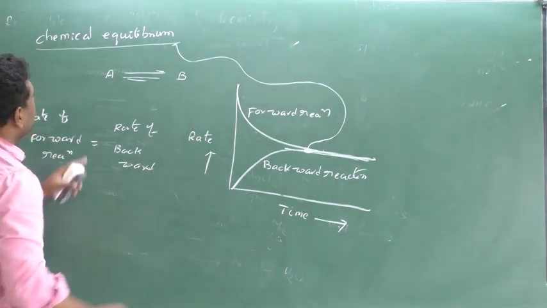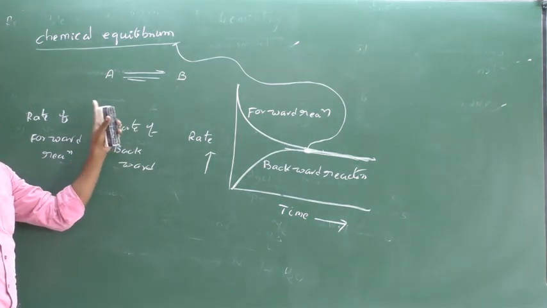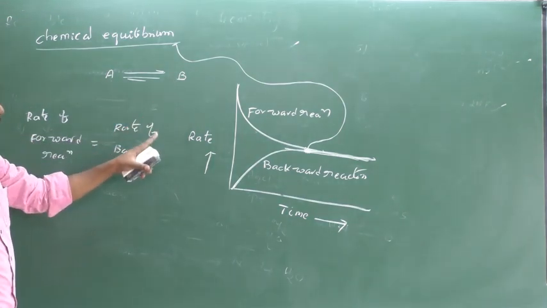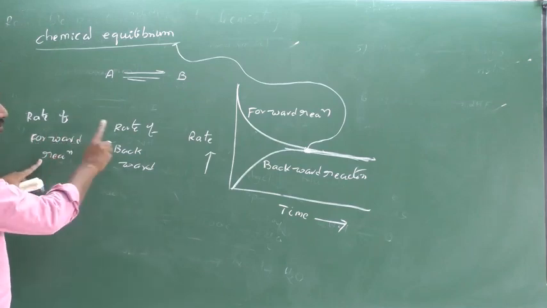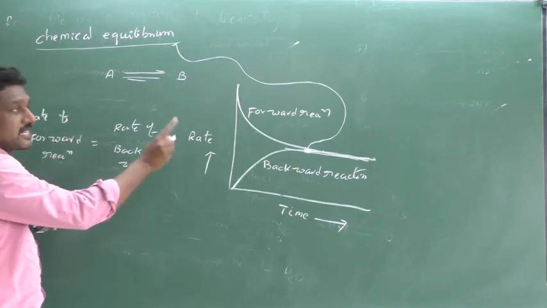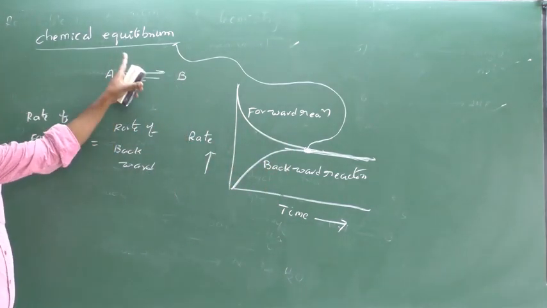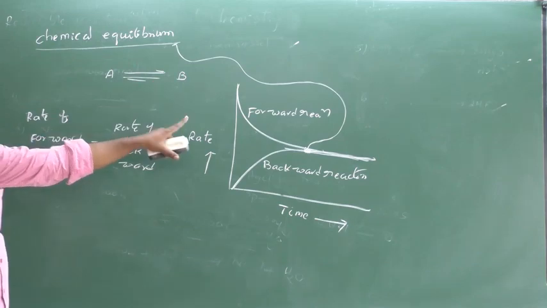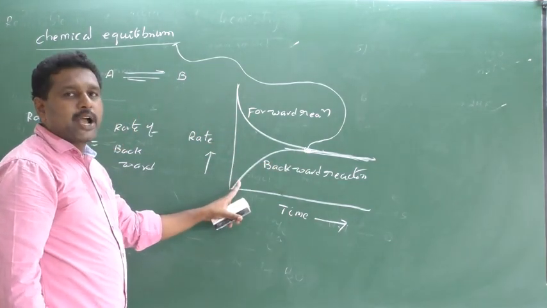In case of a reversible reaction, two reactions are there. One is the forward reaction, the other is the backward reaction. So the speed of the forward reaction is equal to the speed of the backward reaction. That state at that point is called chemical equilibrium.